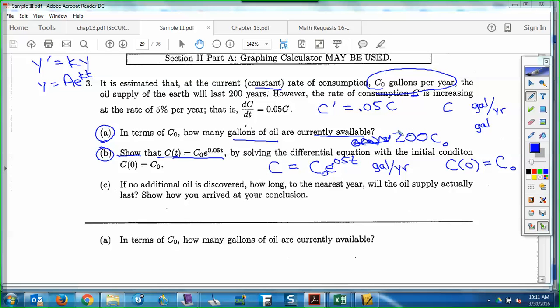It's going to be using a combination of this and this. What do you think? We want to know, we're answering a question about gallons. In part B, we have an equation for gallons per year. So what, antiderivative or an integral? Is this a calculator one? This is a calculator. Okay.